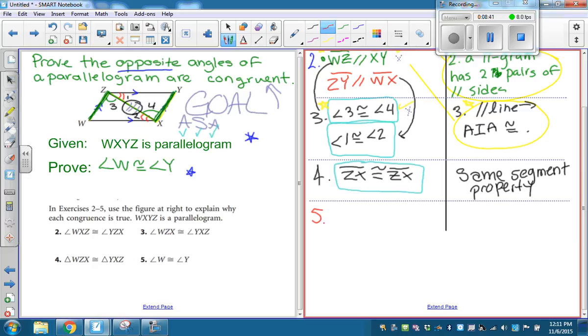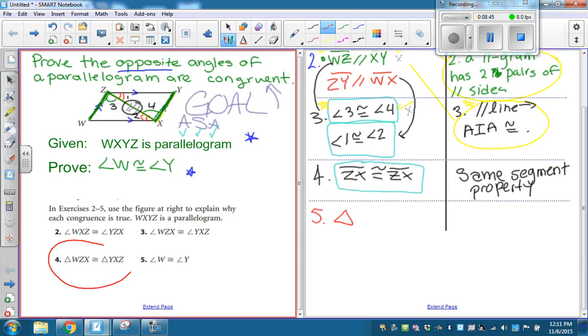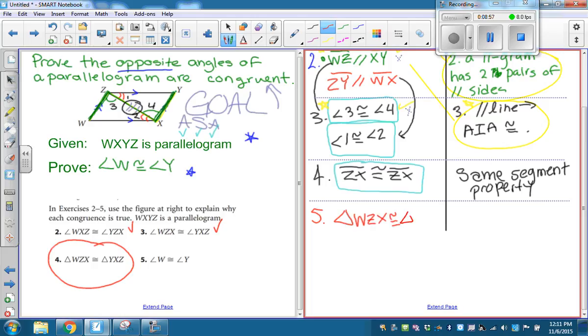So now I can say triangle W, so basically I use this, and I use this, and now I'm showing that. So WZX is congruent to triangle YXZ. And what's the reason? Somebody else besides Jake. Come on, you guys. Caroline, what's the reason? I mean, Eveline. The reason, why are the triangles congruent?